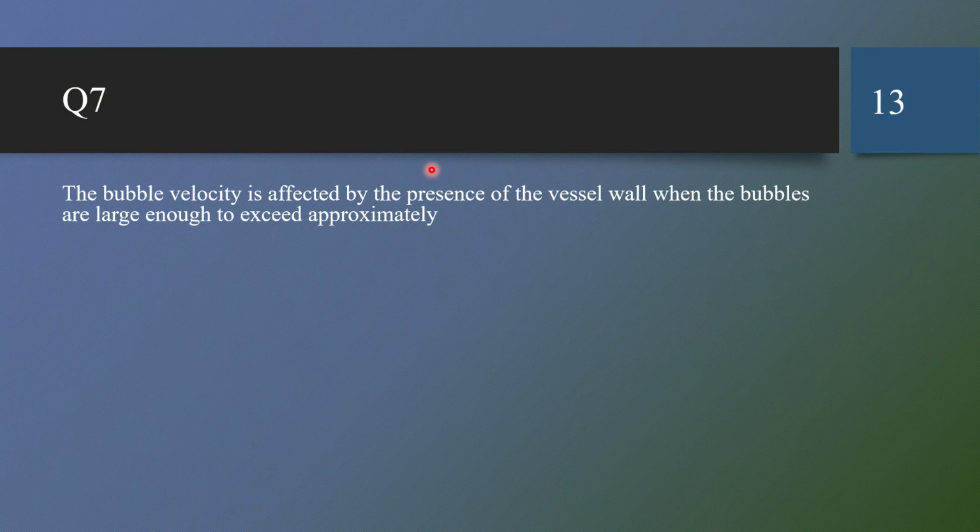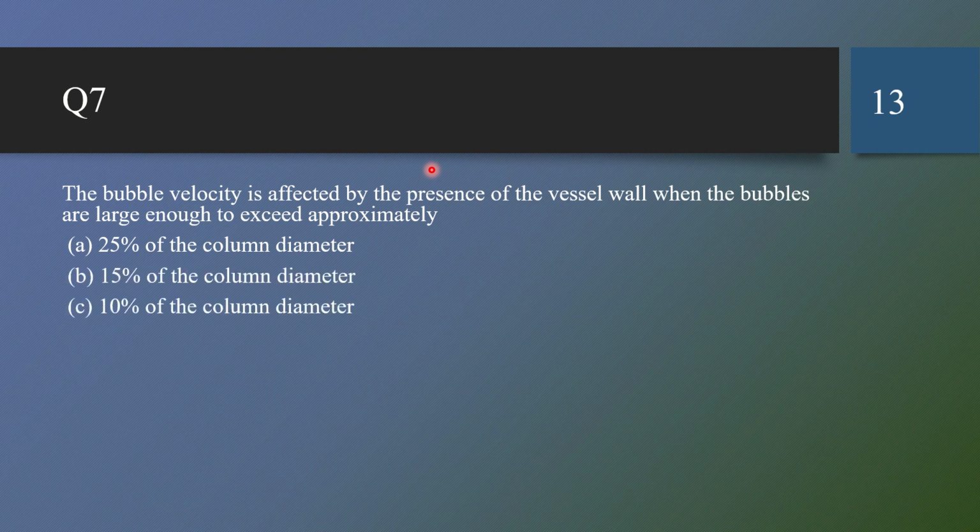The bubble velocity is affected by the presence of the vessel wall when the bubbles are large enough to exceed approximately 25% of column volume, 15% of column volume, 10% of column volume, 10% of column diameter, or option D, all the above. So bubble velocity is affected by the presence of the surrounding wall, right? This happens when the bubbles are large enough to exceed approximately 25% of the column diameter.